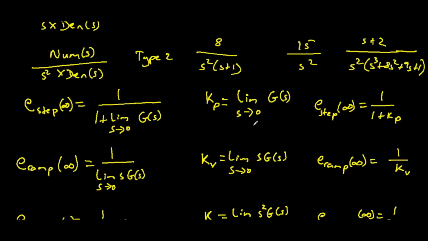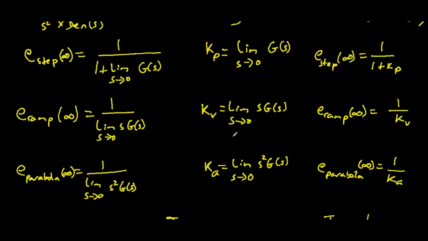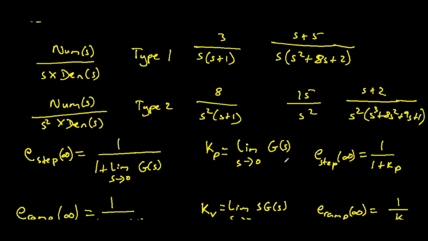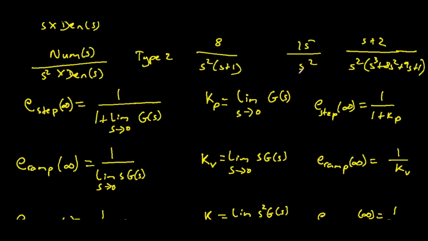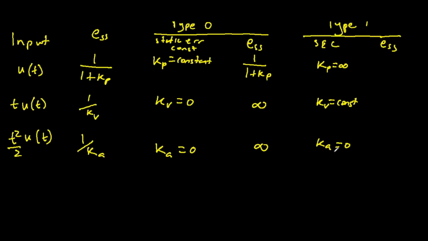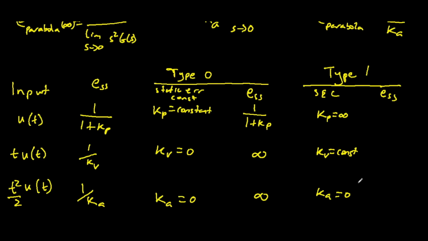On the other hand, your Kv is the limit as s tends towards 0 of s multiplied by G of s. For a type 1 system, we are multiplying the numerator by s. s will cancel out the s in the denominator, so by the time you find the limit, you end up with a constant. Same thing with this example, you end up with a constant. And you can take a look at your Ka, you find out that your Ka will always be 0 for a type 1 system.